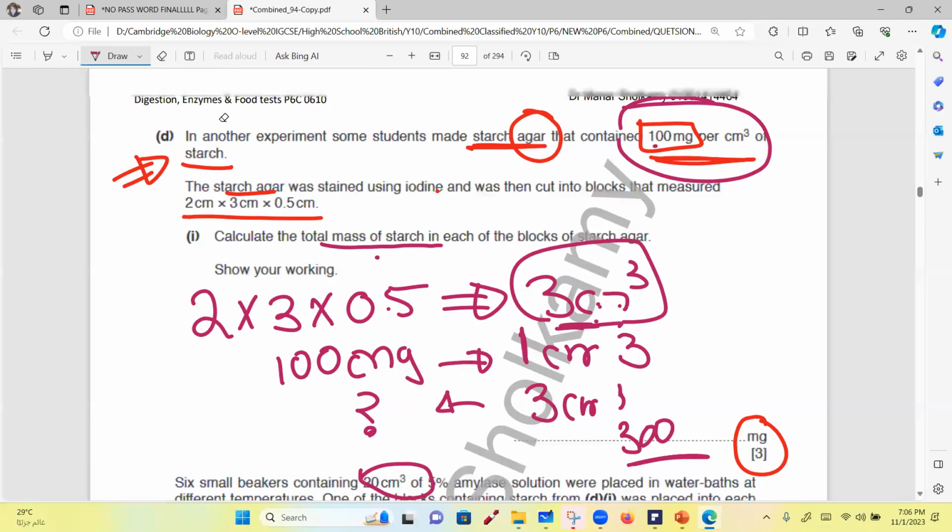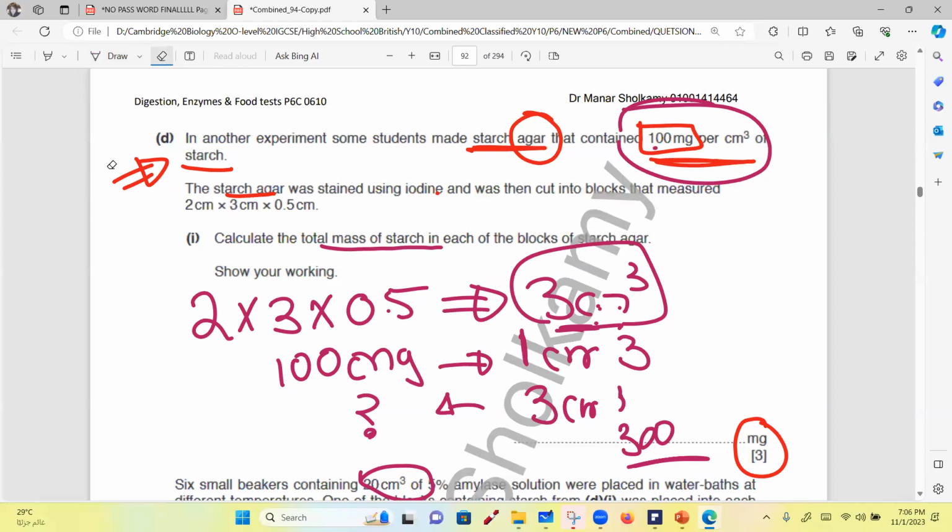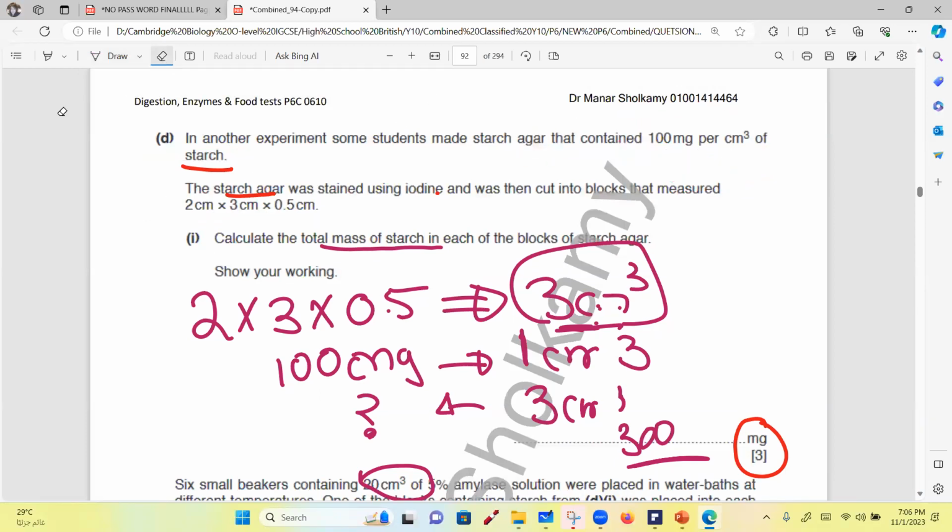Read the question. Who said that we have 3 blocks? We have 1 block. Read the question carefully.